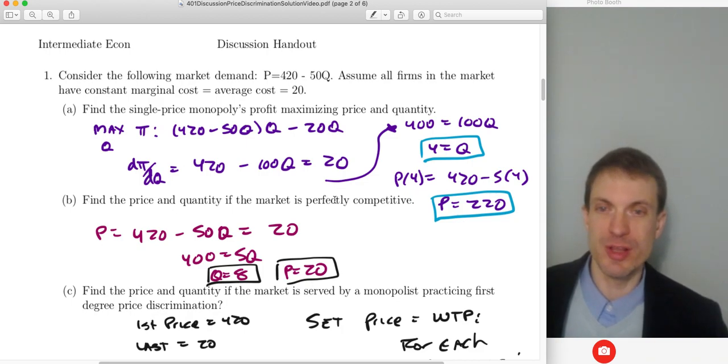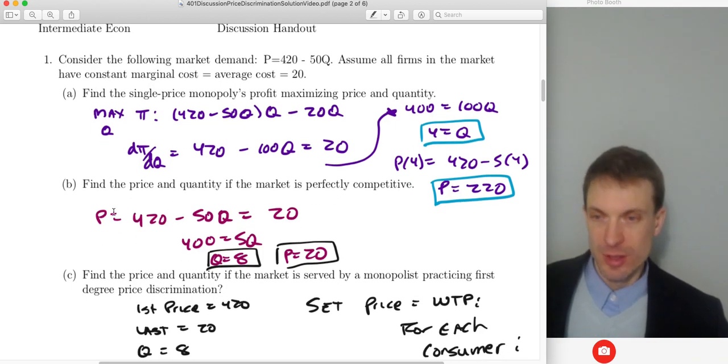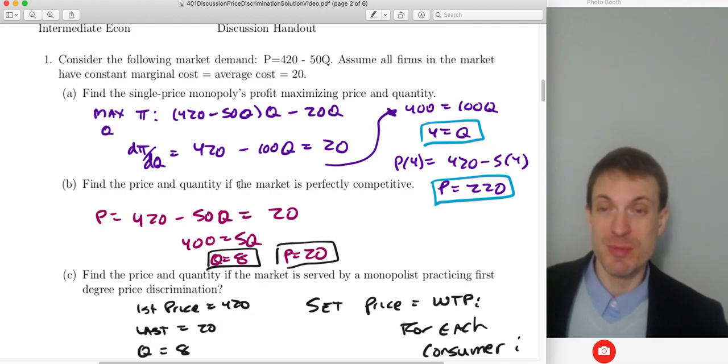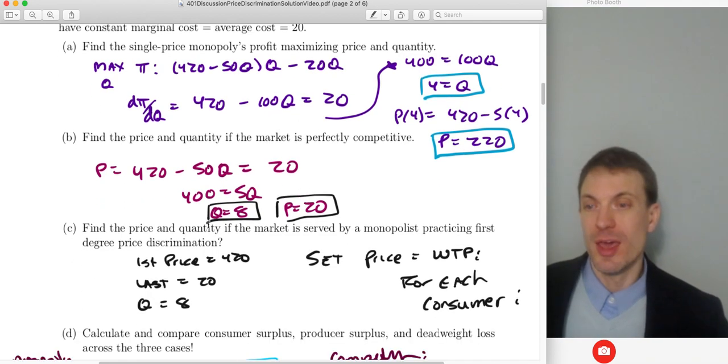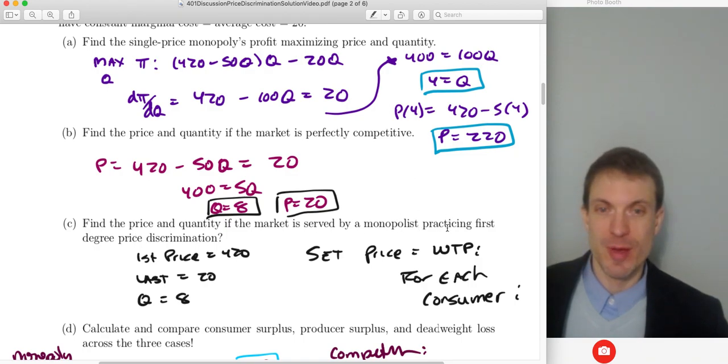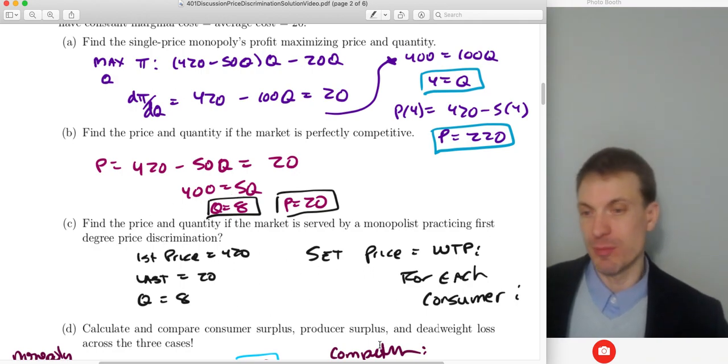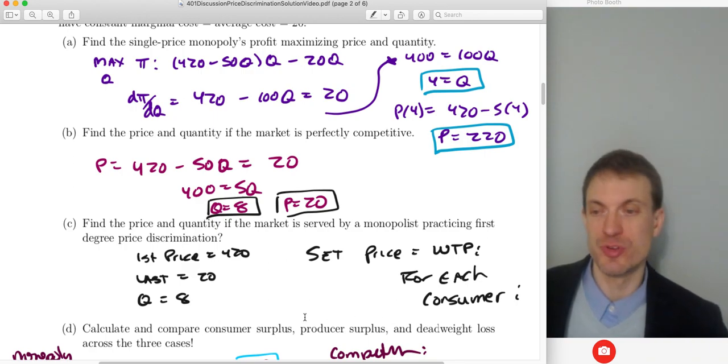Find the price and quantity if the market's perfectly competitive. Price equals marginal cost. Find the quantity. You should have the price for free because that's the marginal cost. And then find the price and quantity if it's served by a monopolist with first degree price discrimination. This is where we set the quantity of the competitive market, and then everybody gets their individual price. And then I'm going to ask for consumer surplus, producer surplus, deadweight loss.